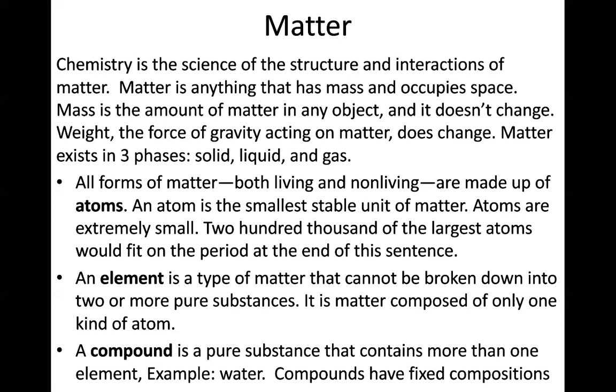Good. Okay. All forms of matter, whether we're talking living and non-living, are made up of atoms, which is the smallest stable unit of matter. We introduced atoms a little bit the other day when we were talking about the levels of organization. We're talking extremely small here. Now this last sentence in this first bullet is actually incorrect, but I keep it in there to emphasize how amazingly small we're dealing with. 200,000 of the largest atoms would fit on the period at the end of the sentence. It's not incorrect as in this is a completely false statement.